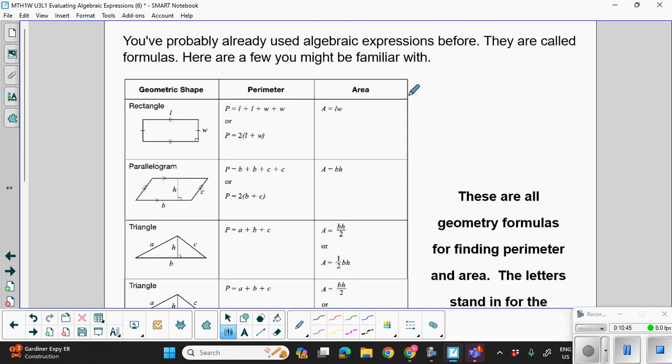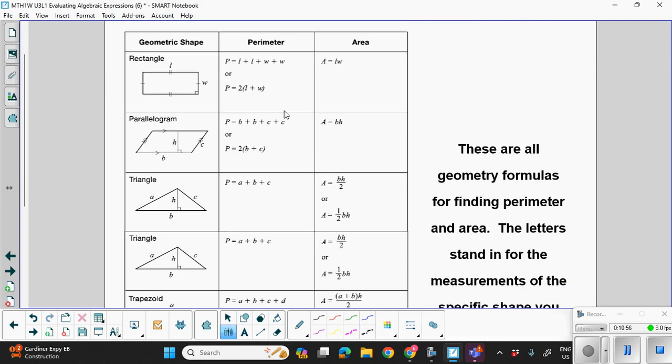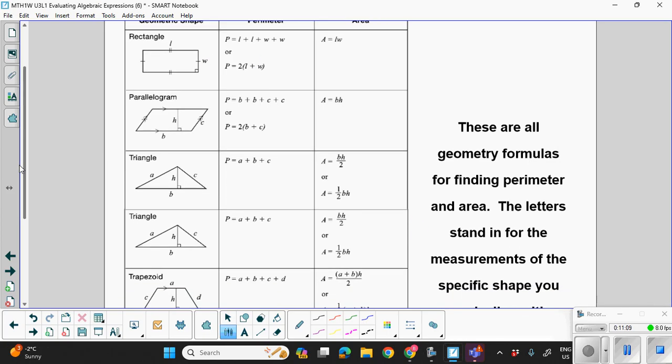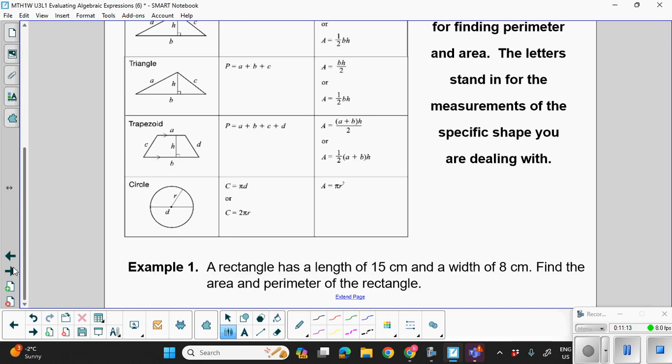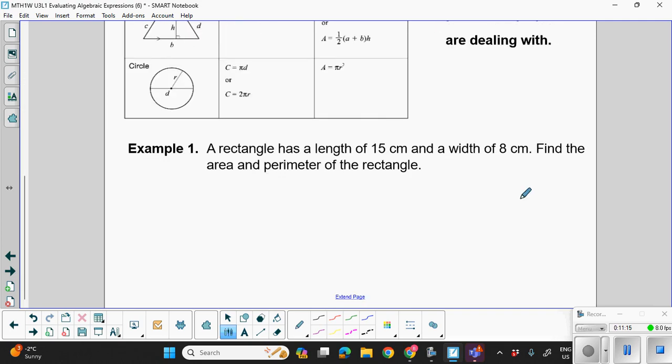Okay, now you've maybe seen these expressions before. They're called formulas, and formulas actually use variables. They use letters. Okay, and the reason we do that is if we're working with a rectangle, not all rectangles have the same measurements for their sides, but the formula for finding the perimeter or finding the area is the same. So this is where we're substituting values in.